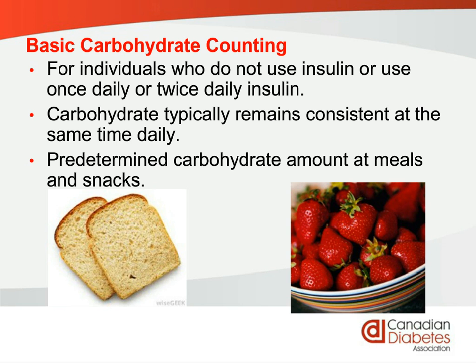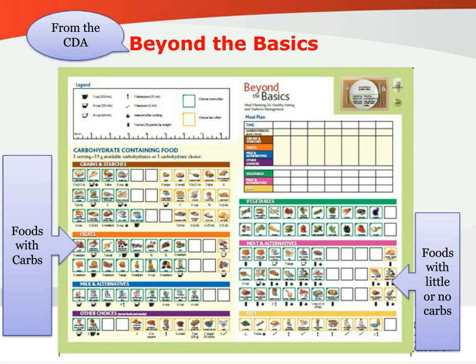So I pulled up a piece of this handout earlier that's from the CDA. It's called Beyond the Basics. And this is a great guide when you're trying to carb count. On the left, again, we have the foods that contain carbohydrates. And each serving size there contains 15 grams of carbohydrates or is one choice. On the right side, we have those foods that contain little or no carbs and aren't going to affect our blood sugar. So our vegetables, our meats and alternatives, and our fats. And this can allow us to build our meals and help with basic carb counting.